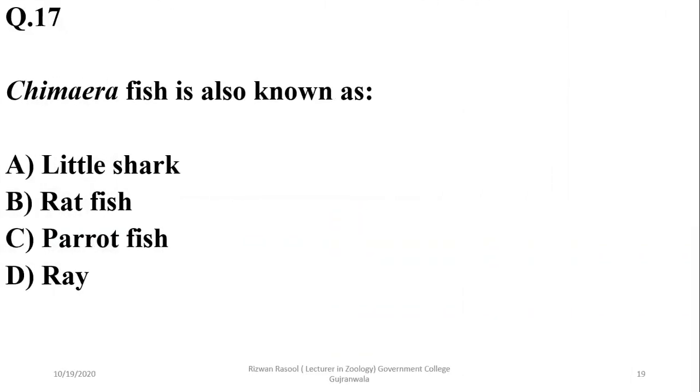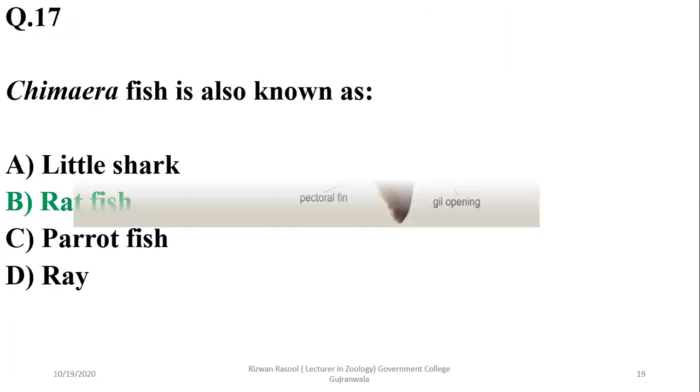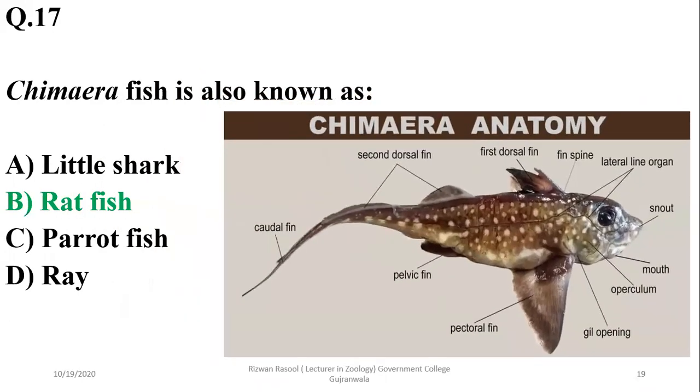Number 17, chimera fish is also known as rat fish due to its long tail or caudal fin. That's why it's named rat fish as well.